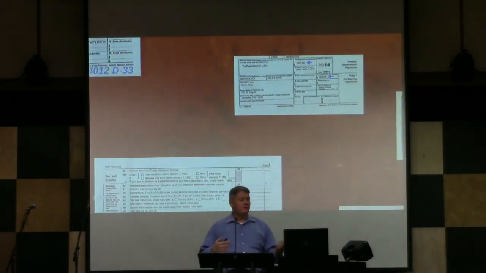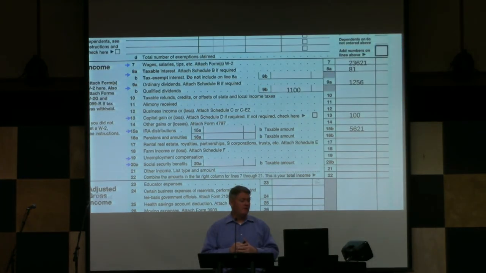Once we do that, it's automatically going to carry over to our 1040 and show up on line 19 as unemployment compensation. Any of those withholdings that we had talked about are automatically going to flow to the second page of the 1040 in terms of federal income tax withheld.